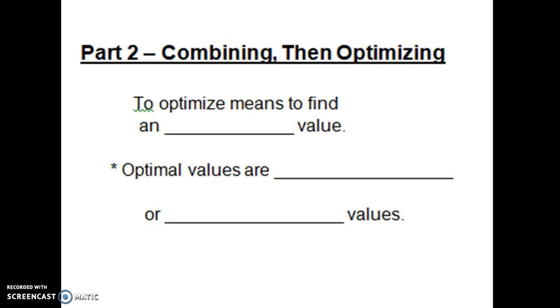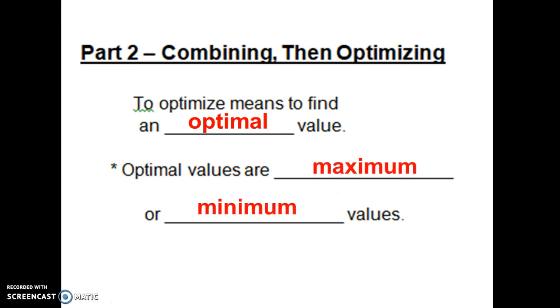All right. Part 2. Now we're going to move on from that practice combining equations, which is like working with simultaneous equations. Now we're going to look at something called optimizing. To optimize means to find an optimal value. All right, that makes sense. Optimal values. So what are optimal values? They are basically maximum or minimum values.